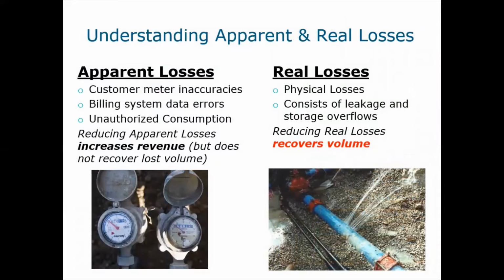So understanding apparent and real losses, looking at our left, apparent losses are customer meter inaccuracies, billing system data errors, and unauthorized consumption. Just know that reducing your apparent losses increases your revenue, but does not recover lost volume. Then over to our right, we have our real losses, which are our physical losses, consisting of leakage, storage overflows, things of that nature. So reducing our real losses recovers volume.